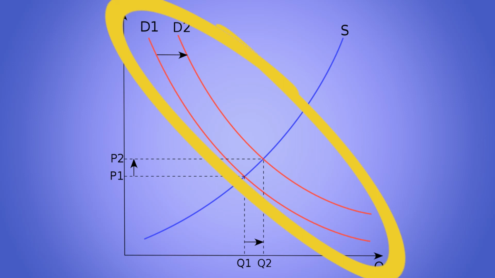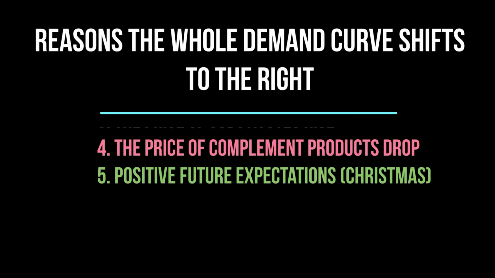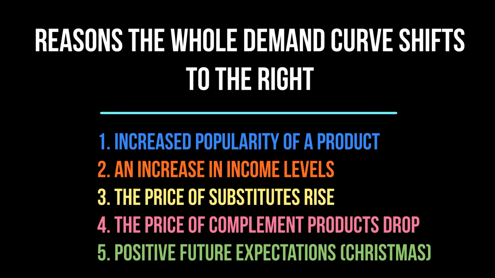There are certain factors that can shift the demand curve to the right. Let me tell you, there's a 95% chance that this question is going to be on one of your first tests in economics. Increased popularity of a product due to tastes and preferences can shift a demand curve to the right. An increase in income levels can also shift a demand curve to the right because people will demand more normal goods. If the price of a substitute rises or the price of a complement product falls, these can definitely shift a demand curve to the right. And last but not least, future expectations can shift a demand curve to the right. Think Christmas shopping and you'll totally get it.